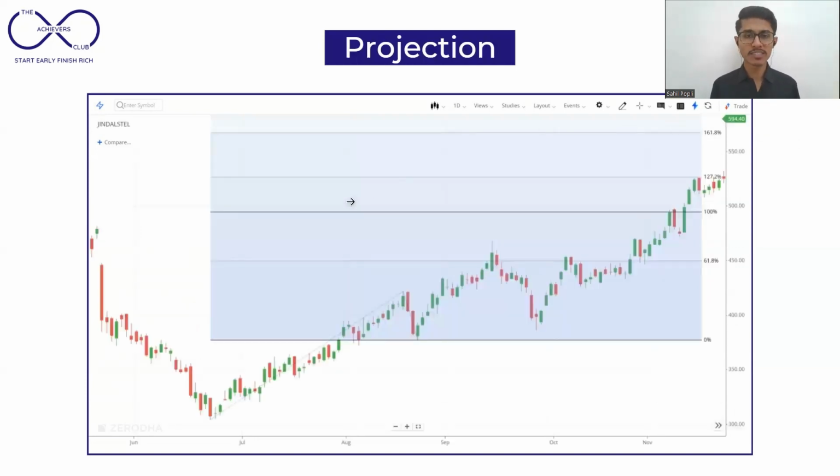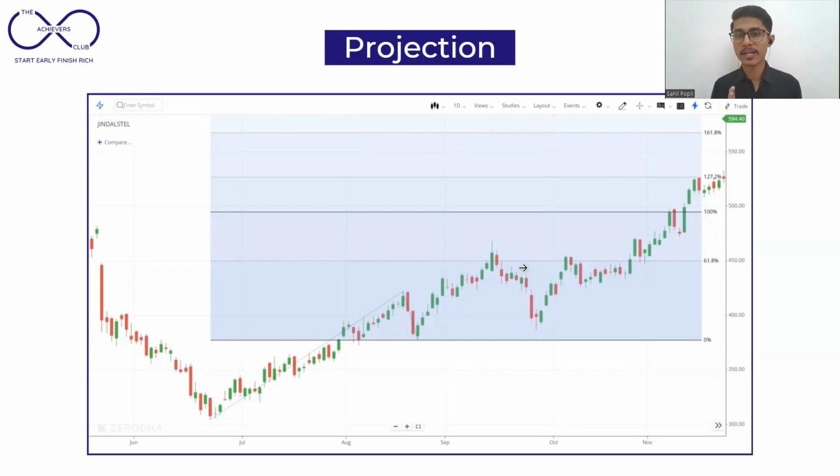Then comes one more example here. From the bottom till the top, we got two points and then a higher bottom. You can consider this a 38.2% retracement. Once we got proper confirmation, we can execute the trade with a very low risk, high reward opportunity. And then with the help of Fibonacci projection, we can get our potential targets.